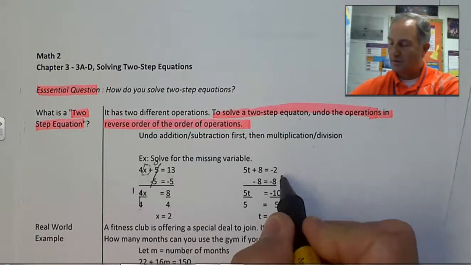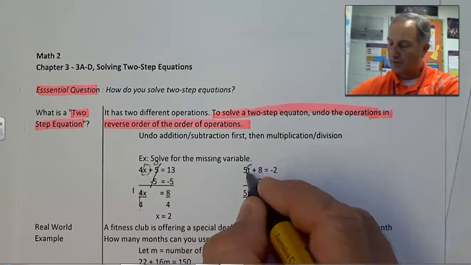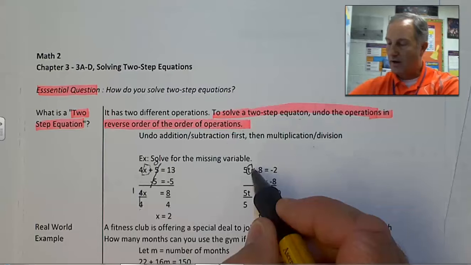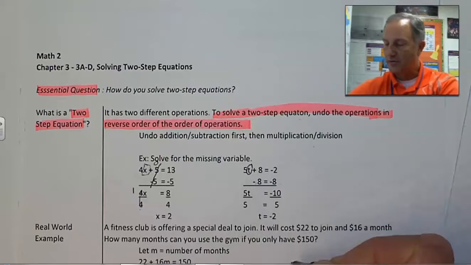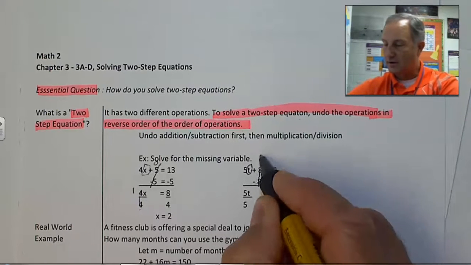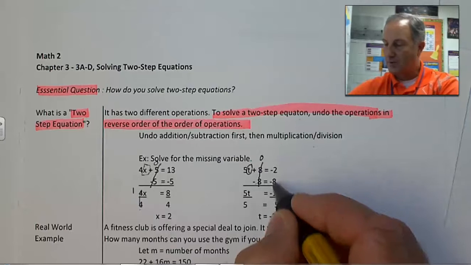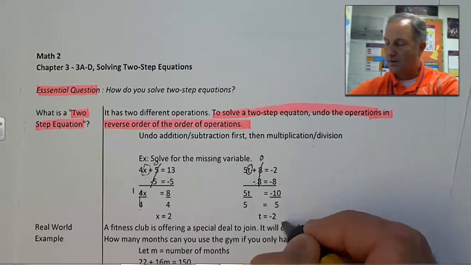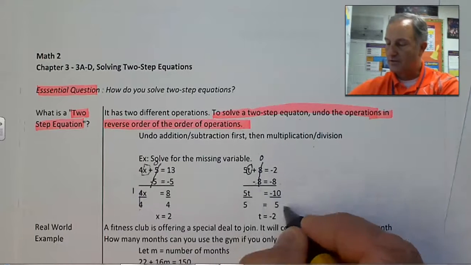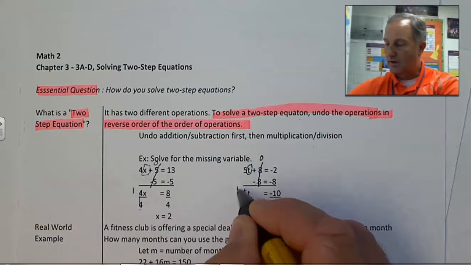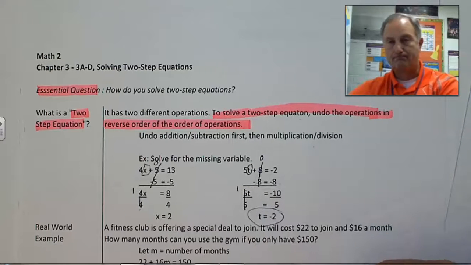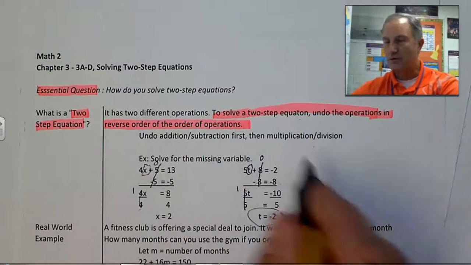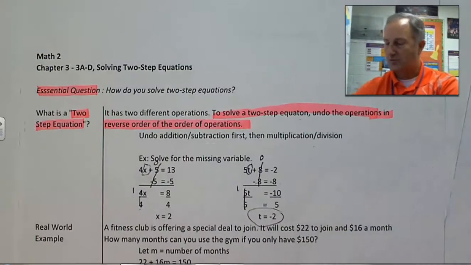5t plus 8 equals negative 2. Isolate my variable. There's my t. I'm looking for addition and subtraction first. I've got a plus 8. So subtract 8 from both sides. That cancels out to 0. Negative 2 minus 8 is negative 10. Bring down my 5t. I've got multiplication, so divide it out. That cancels to 1t. Negative 10 divided by 5 is negative 2. Boom. Same thing we've been doing. Just take it step by step. Don't try to do it all at one time. Get rid of addition and subtraction first.